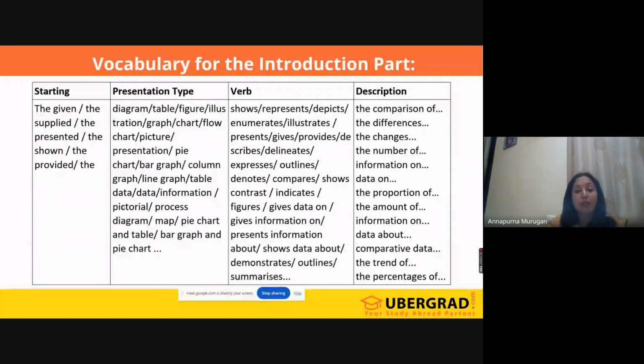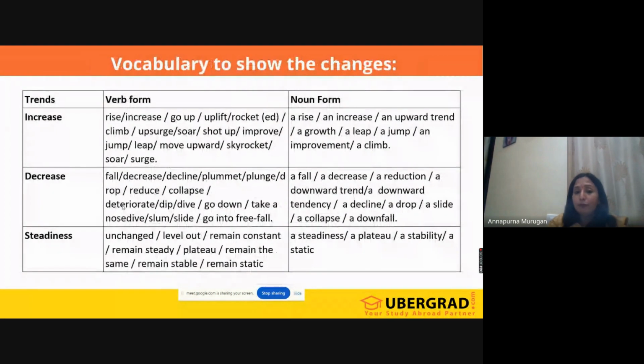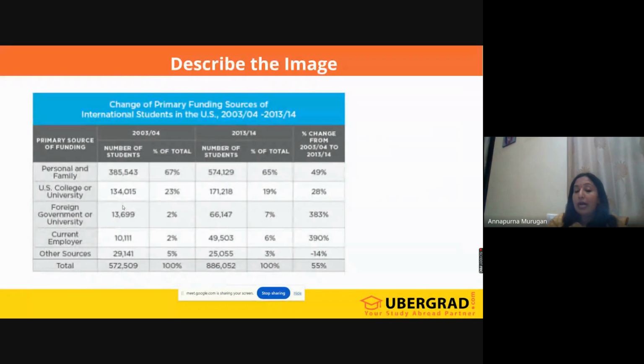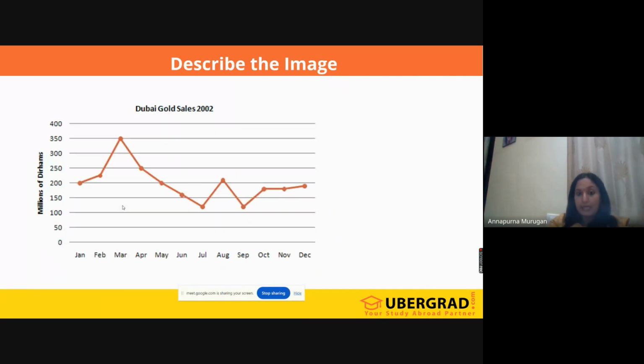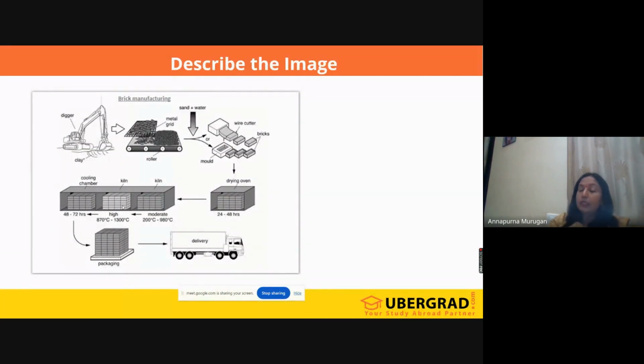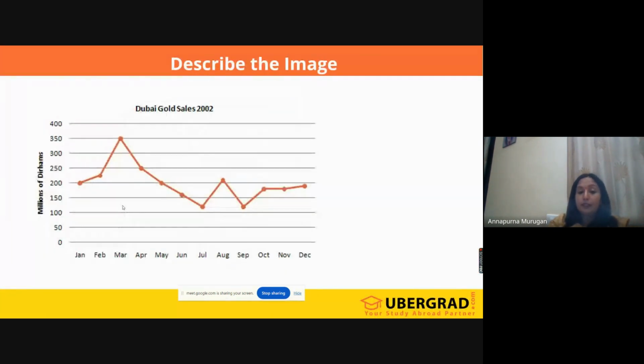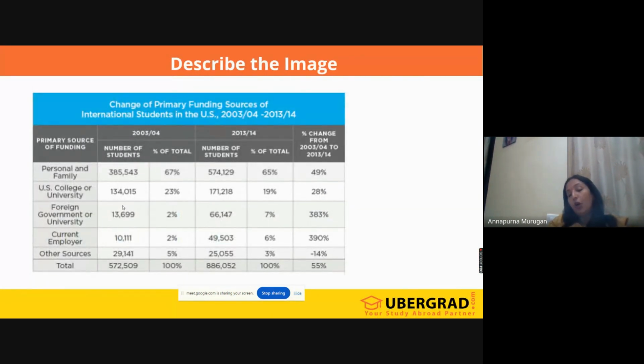Keeping this in mind, I would like to show some of the templates here. But before that, I would like to show how the graphs appear. You can see the graphs appear like this. This is one picture, and they may ask you to describe it. They may ask you to describe this picture, and this picture again. This is also one of them. I'm trying to cover all the types of graphs that you are going to get.